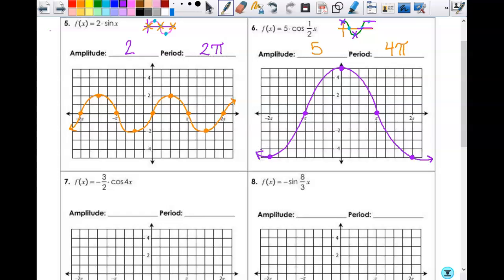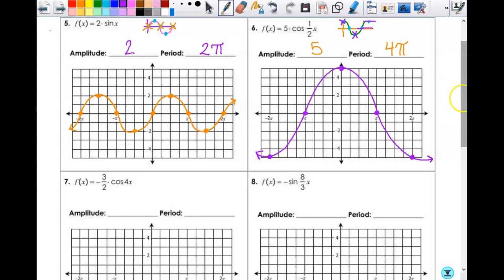What questions do you have? We all good so far? It's a process, and if you go through those same steps, it's going to just be a piece of cake, even when we start getting crazier looking equations. All right, let's look at number 7.